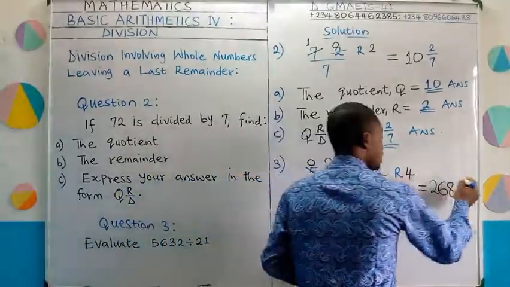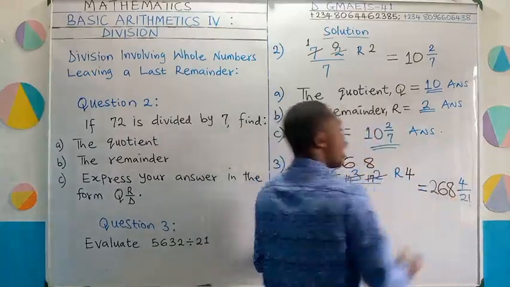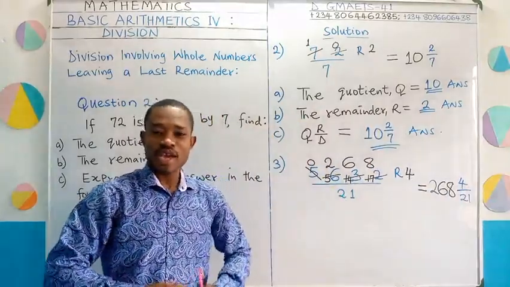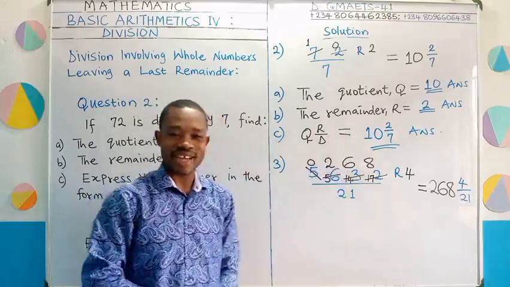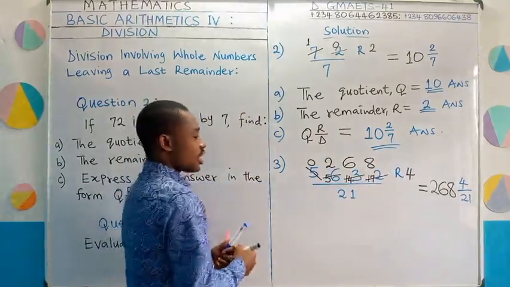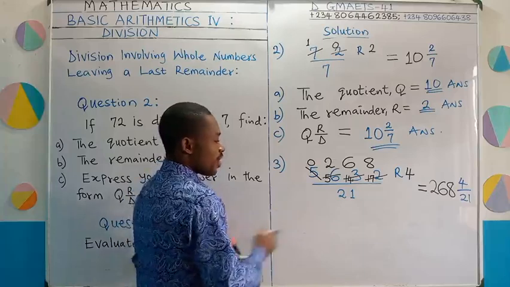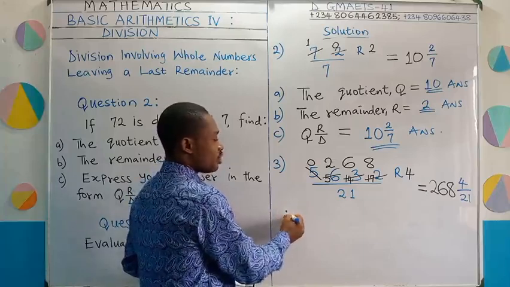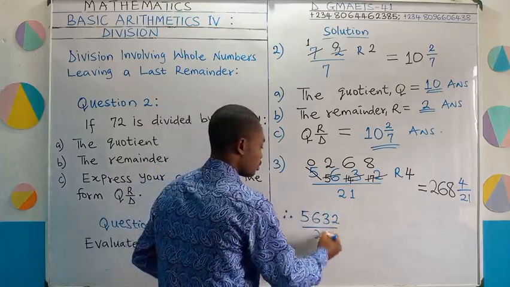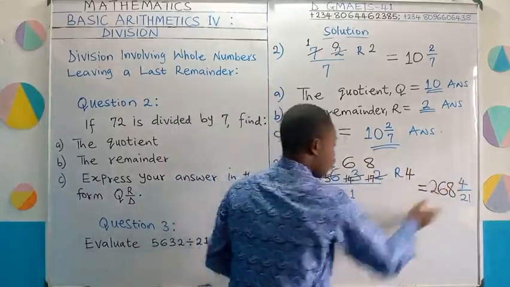So we have 268 whole number. The last remainder is 4. So it's going to be 4 over that denominator 21. I've told you, don't divide the denominator by itself where you have your last remainder. The last remainder will still be there to be divided by 21. Okay, let's conclude. We've gotten our answer already. Therefore, 5,632 divided by 21 is equal to 268 whole number 4 over 21.